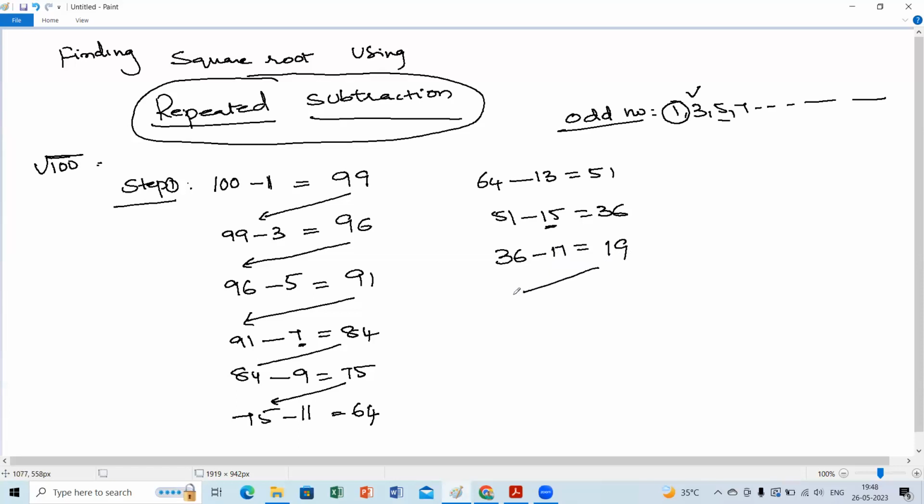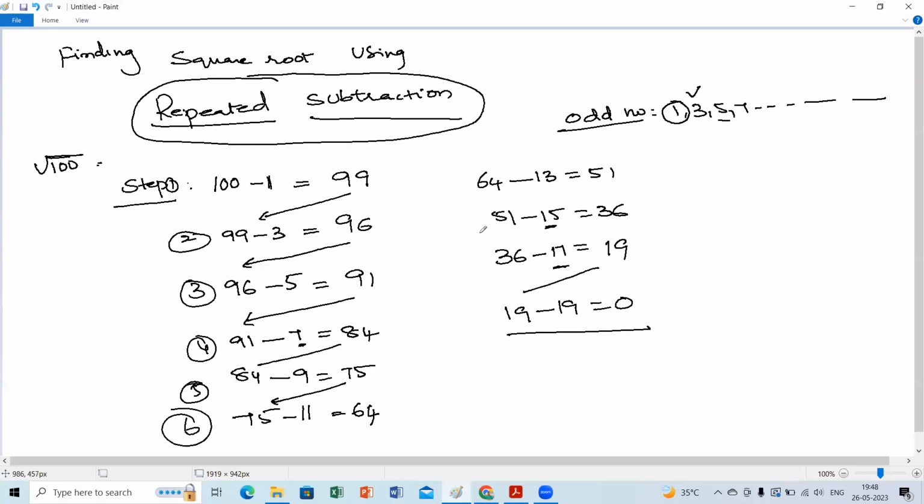So 19 minus again 19. The next odd number is 19. 19 minus 19 is 0. How many steps did we do? This is the first step, second step, third step, fourth step, fifth step, sixth step, seventh step, eighth step, ninth step, 10th step. That means the square root of 100 will occur in 10 steps. So the value is 10. Hope you understood, Pranav?